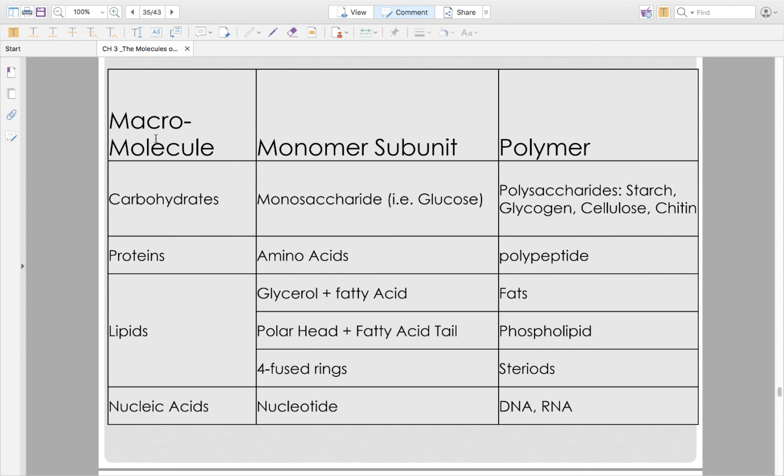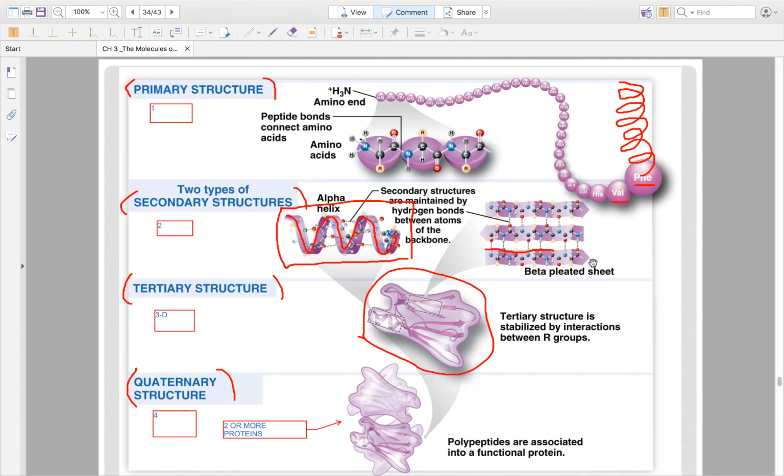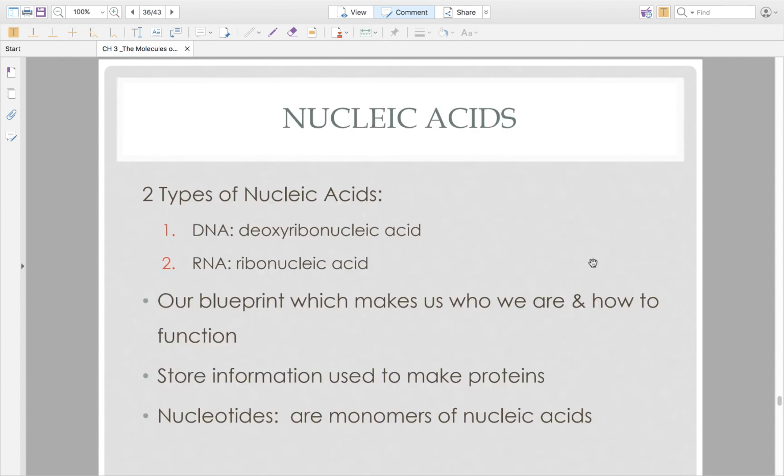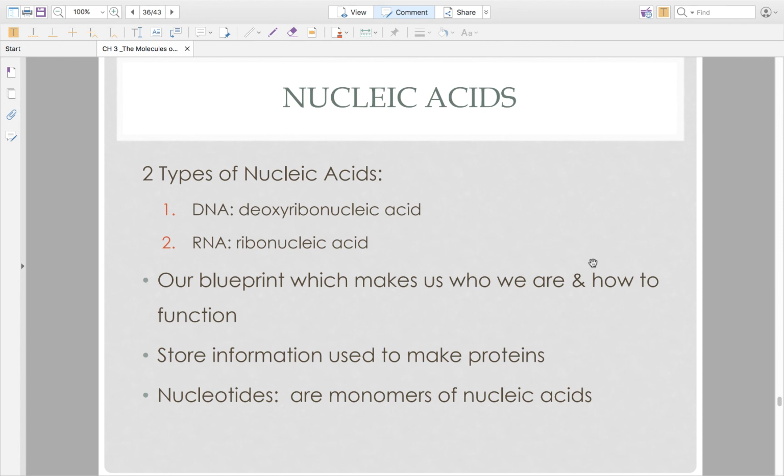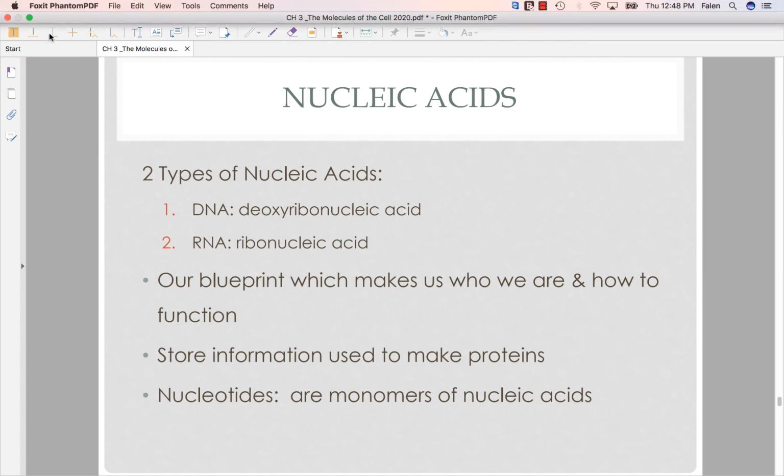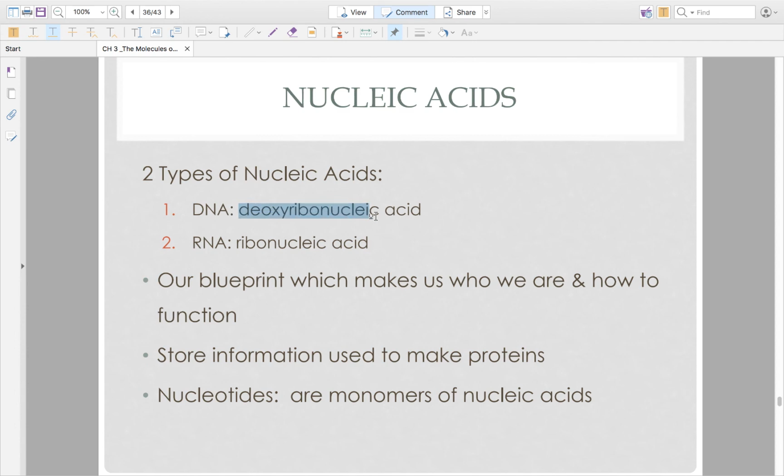Alrighty, so back to the chart. Proteins, the monomer subunit is amino acids. The polymer is technically a polypeptide. However, it is also a protein, and don't forget there's 4 levels of protein structure: primary, secondary, tertiary, quaternary. All right, last, nucleic acids. There are 2 types of nucleic acids, DNA and RNA. DNA is deoxyribonucleic acid. RNA is ribonucleic acid.